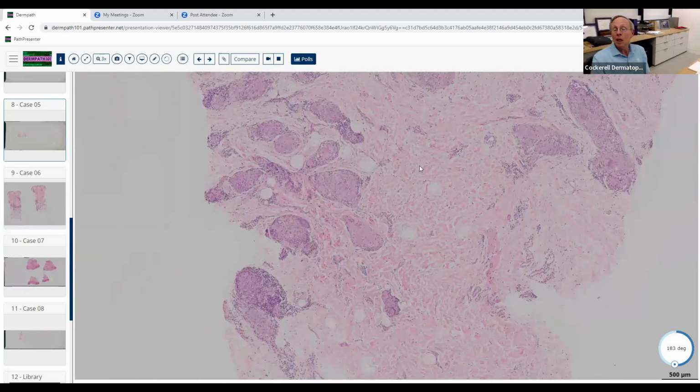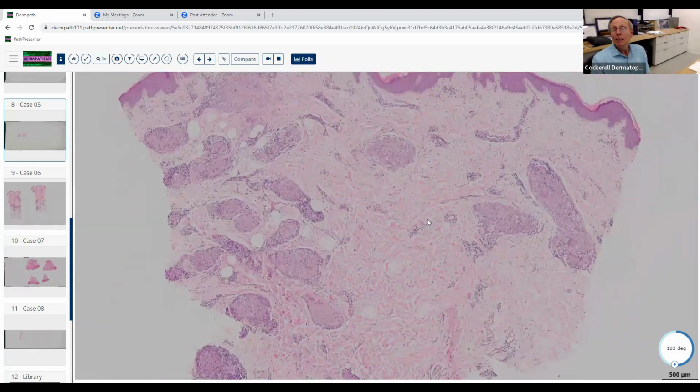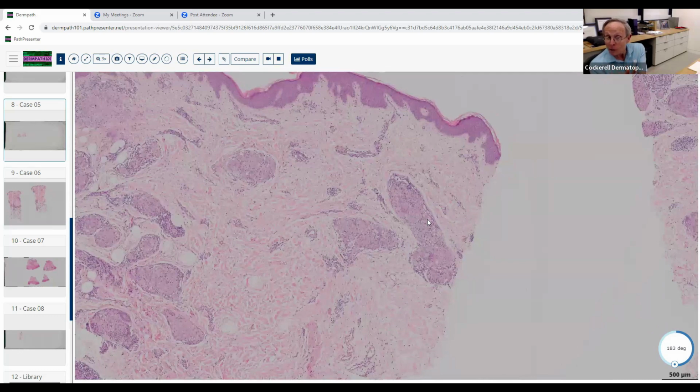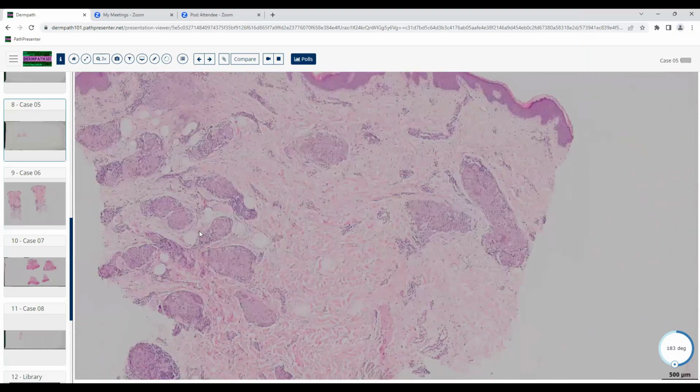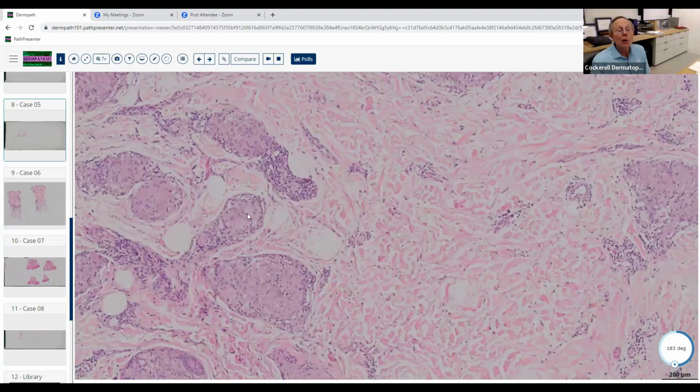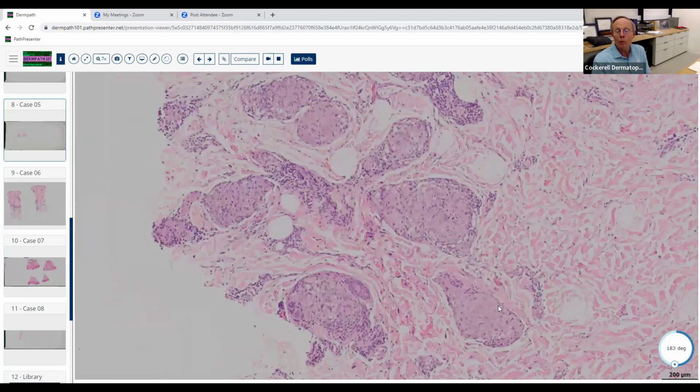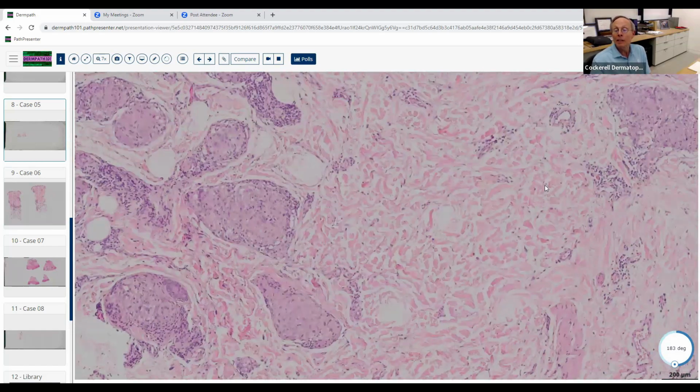One is that because the granulomatous inflammation occurs in the nerves, the granulomas are usually kind of elongated and they tend to follow neurovascular bundles. So here we've got some just sitting there on their own. They're not really obeying or following any neurovascular bundles at all. They're just kind of randomly scattered throughout the dermis. So that would militate against it.